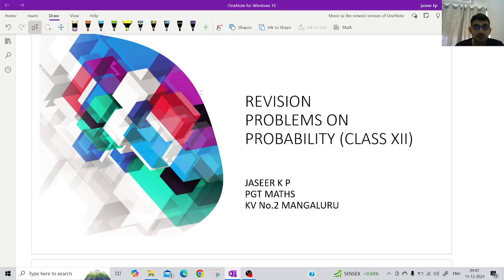Hello everyone. So today we'll be doing some revision problems on probability of class 12th. Majority of the problems will be based on Bayes theorem and total probability. So let us start with a simple problem.